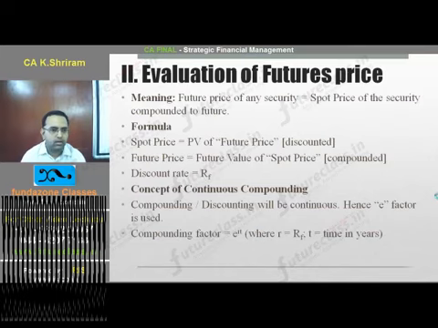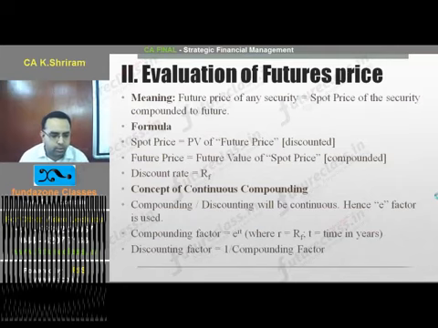E power RT. So if today it is 1000 rupees and you are investing for, let's say, 1 year at a rate of interest of 10%, we do 1000 into E power R being 0.1 into T being 12 by 12, that is 1 year. And then we get the future value. If you are investing for 6 months, then at the end of the 6th month the future value is 1000 into E power 0.1 into 6 by 12, which is the time in years. And then we find the future value. The discounting factor is 1 by the compounding factor, so it's 1 by E power RT.